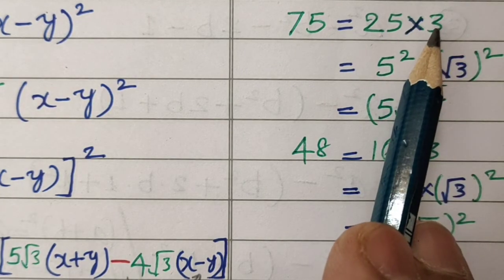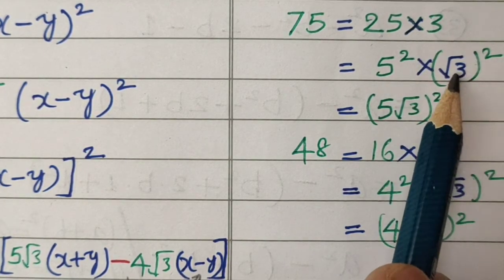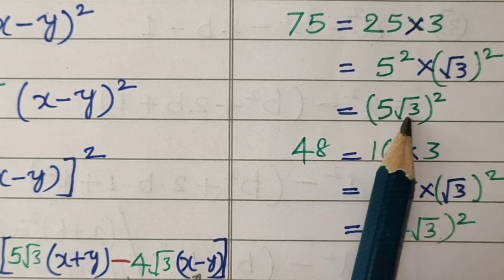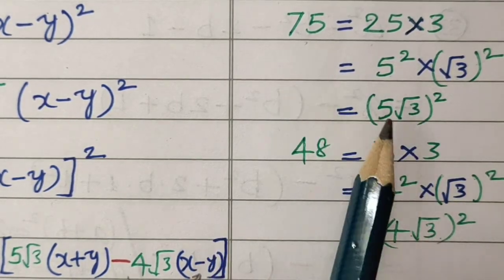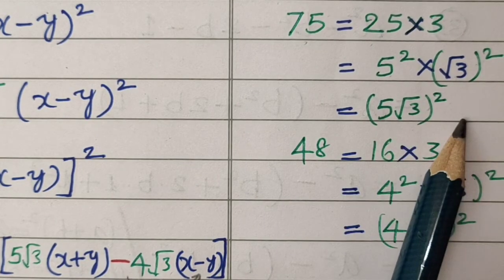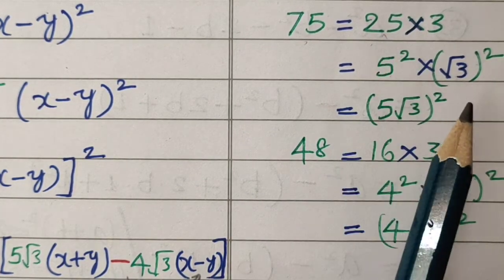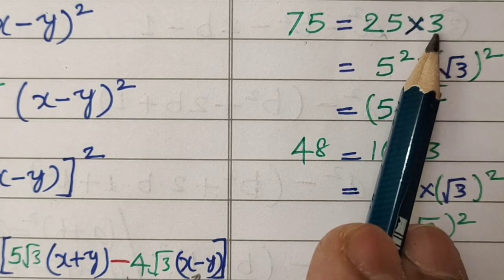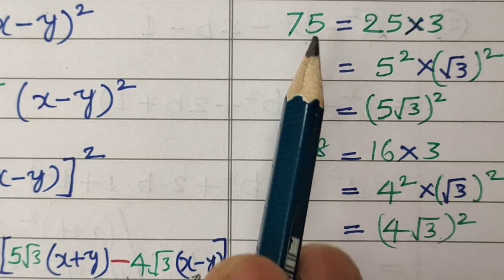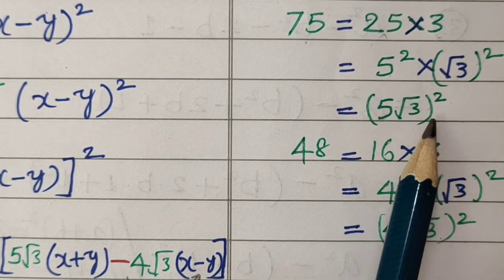3 can be written as root 3 into root 3, that is root 3 whole square. Therefore 75 can be written as 5 root 3 whole square, 5 root 3 into 5 root 3. 5 5 is a 25. Root 3 into root 3 is 3. 25 3s are 75. So in place of 75 we can write 5 root 3 whole square.